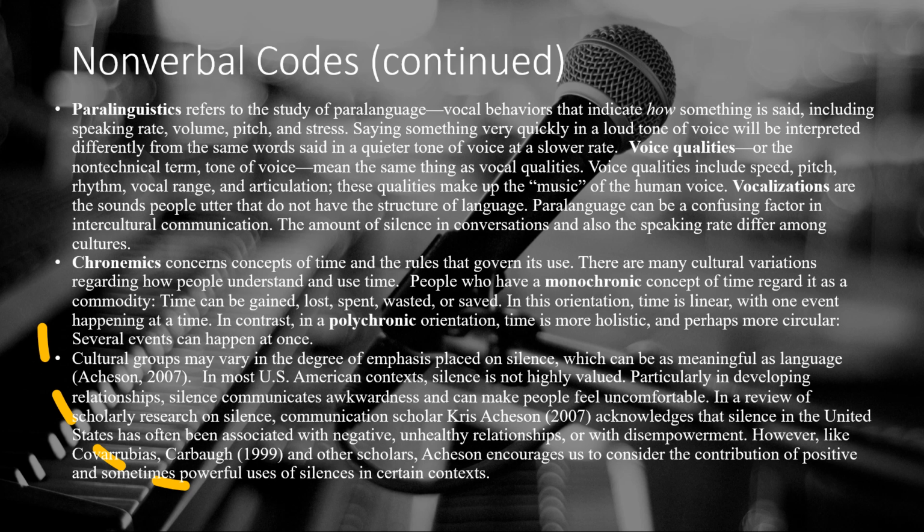So people who have a monochronic concept of time regard it as a commodity. Time can be gained, lost, spent, wasted, or saved. In this orientation, time is linear, with one event happening each time. In contrast, in a polychronic orientation, time is more holistic and perhaps more circular, and several events can happen at once. So obviously, we live in a world in which we probably mix these two concepts, but there is a driving baseline concept for each culture of how people think about time.